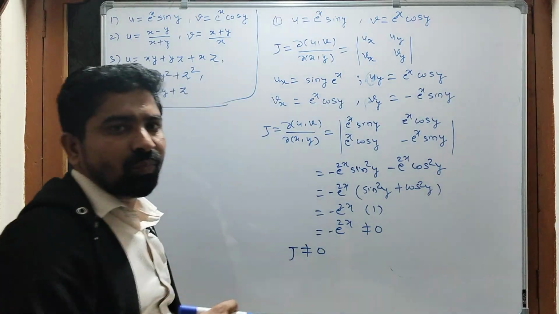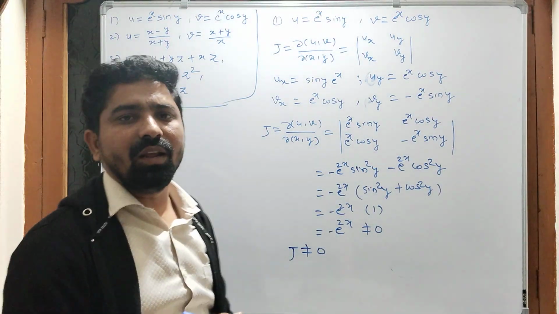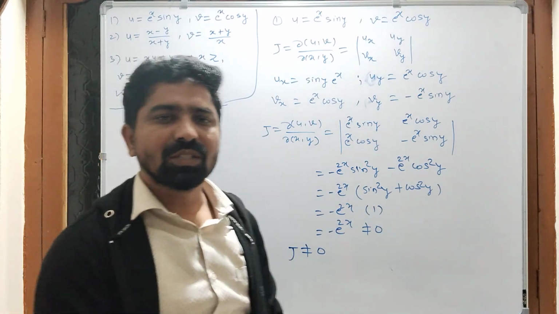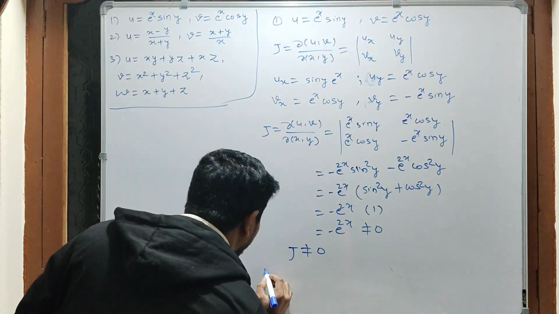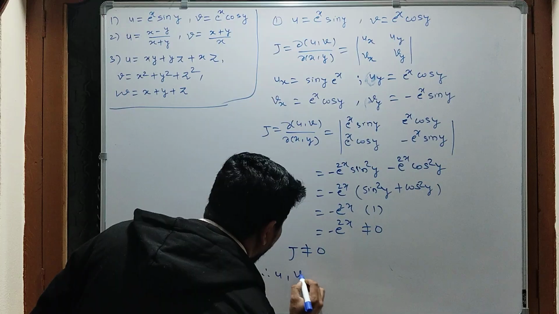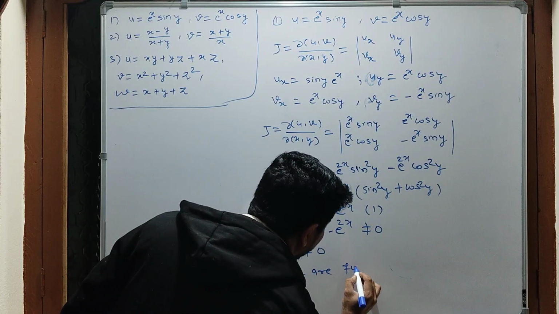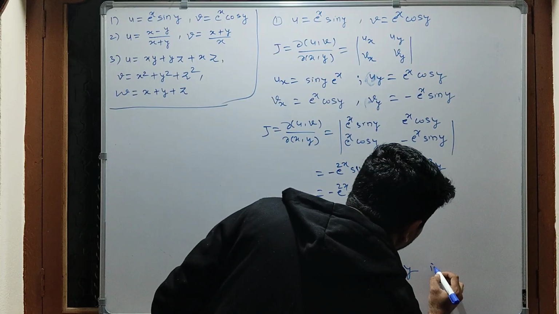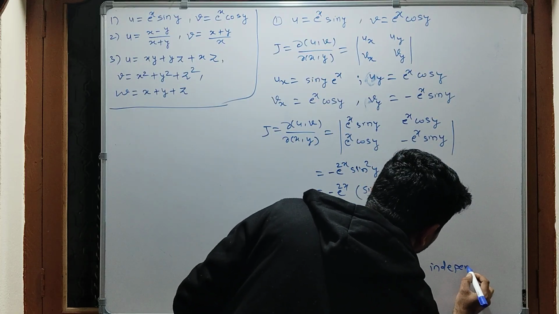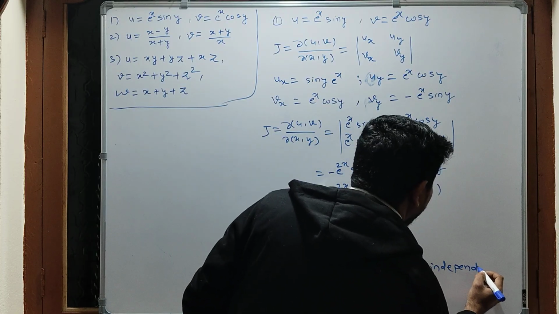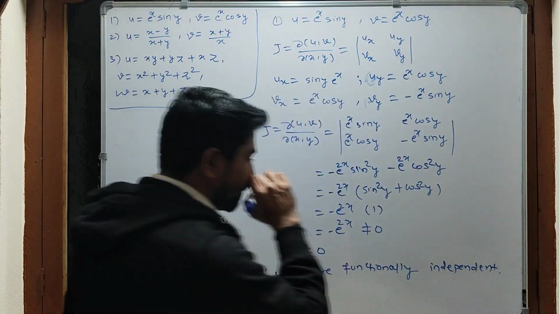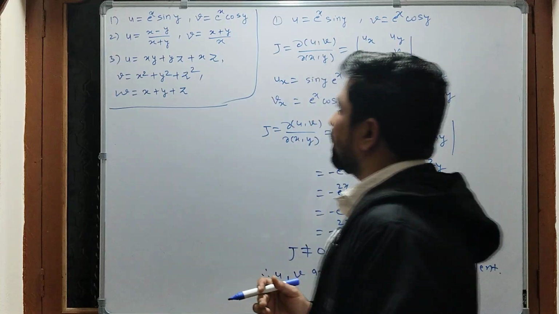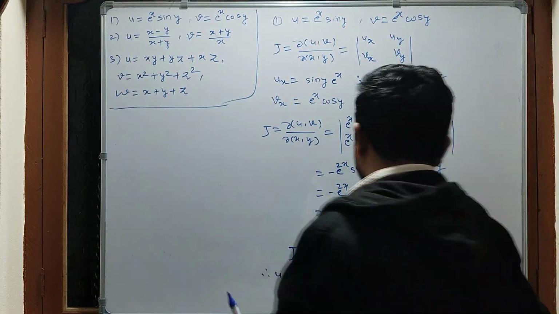When the Jacobian is non-zero, at that time the functions are functionally independent. Therefore u, v are functionally independent. So this is about example 1. Now I want to find example number 2. So here I want to check example number 2.